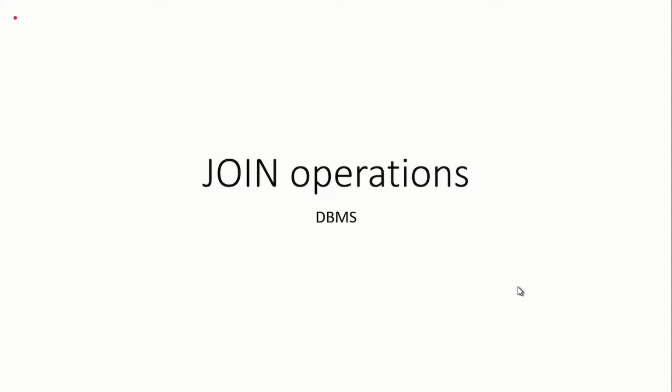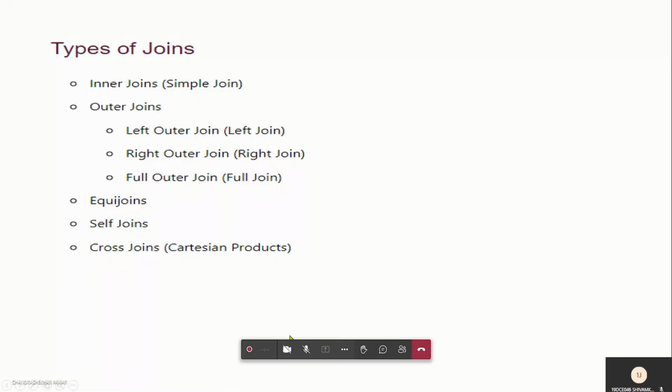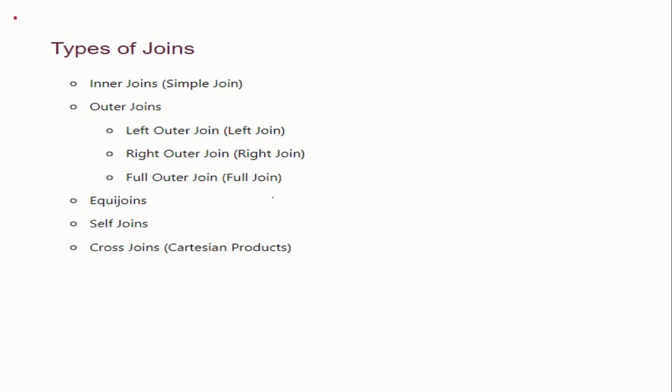So let's revise the join operation first. If you remember, there are two types of joins, basically, if you revise from DBMS: inner join and outer join. And outer join is again divided into three: left outer join, right outer join and full outer join.